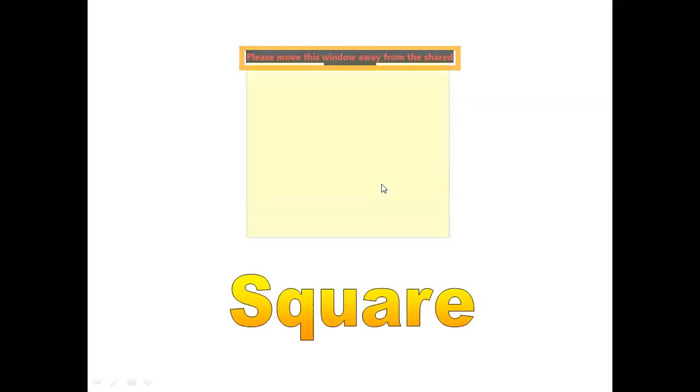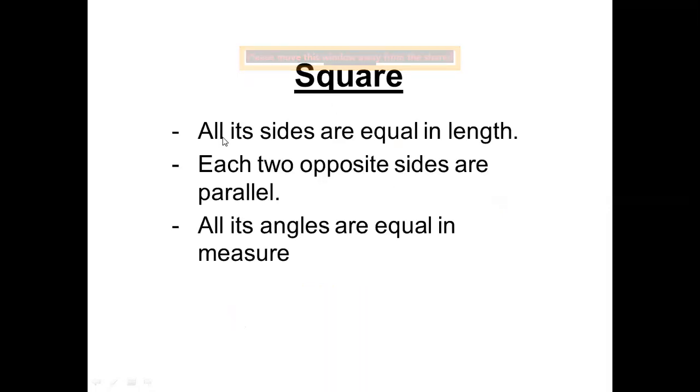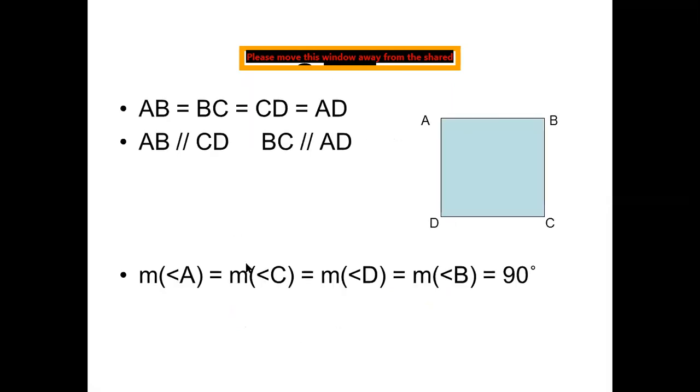Square. This is the shape of the square. In the square, all its sides are equal in length. The four sides are equal. And each two opposite sides are parallel. The opposite sides are parallel and never intersect. And all its angles are equal in measure because it also has four right angles.